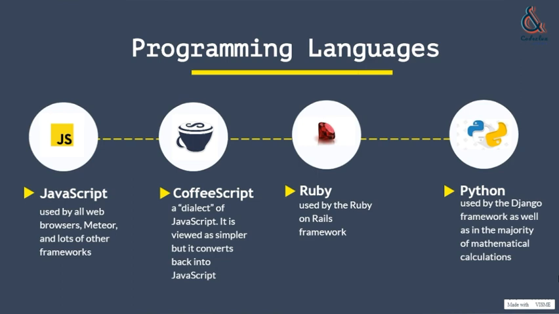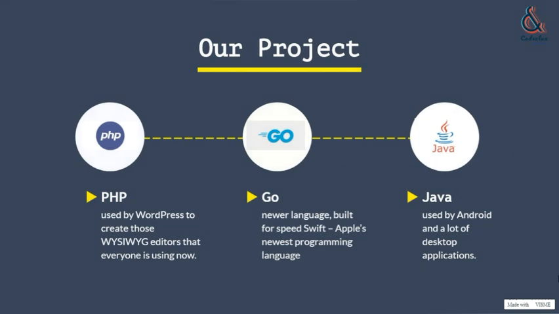Python, which is used by the Django framework as well as in the majority of mathematical calculations. Ruby, used by the Ruby on Rails framework. PHP, used by WordPress to create those WYSIWYG editors that everyone is using now. It is also used by Facebook, Wikipedia, and other major sites. Go, a newer language built for speed. Swift, Apple's newest programming language. Java, used by Android and a lot of desktop applications.